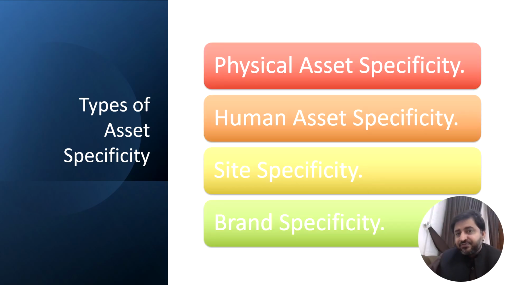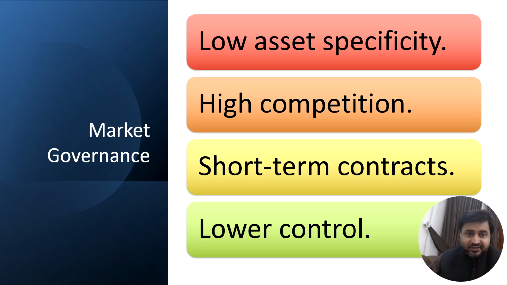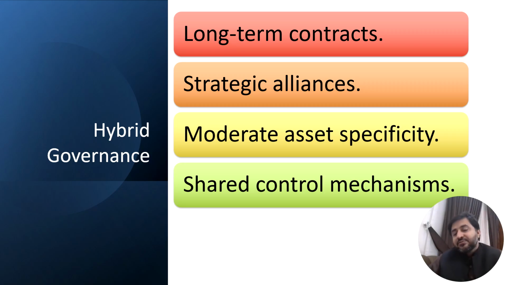Types of asset specificity can be physical asset specificity, human asset specificity, site specificity, and brand specificity. And governance structures in TCE are market governance, hybrid contract alliances, and hierarchy, the internal organization. Market governance is about low asset specificity, high competition, short-term contracts, and low control. Hybrid governance is about long-term contracts, strategic alliances, moderate asset specificity, and shared control mechanisms.